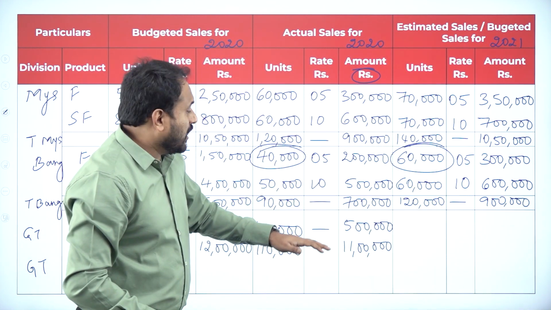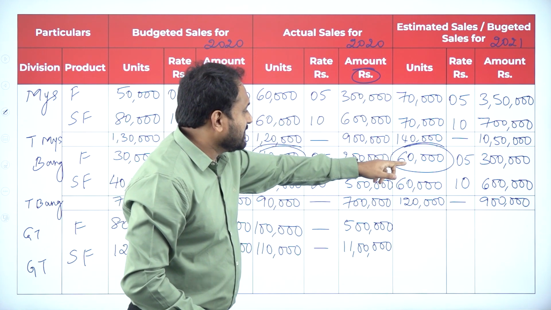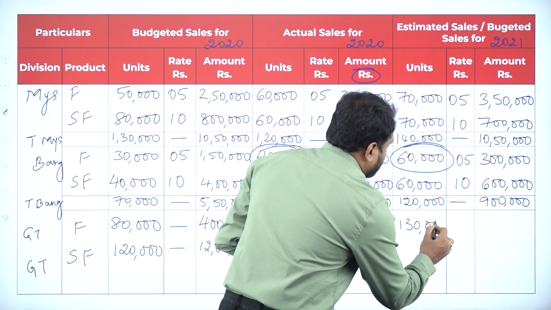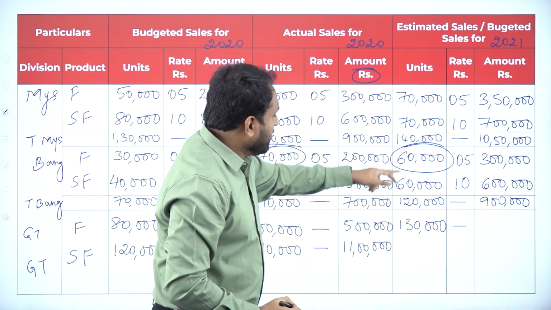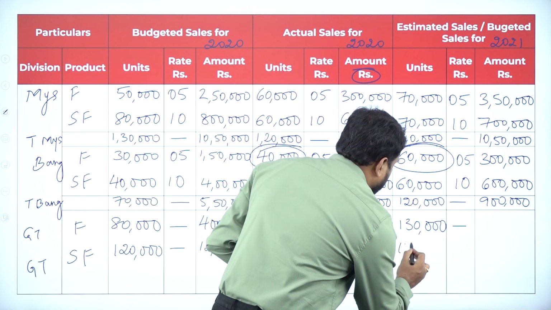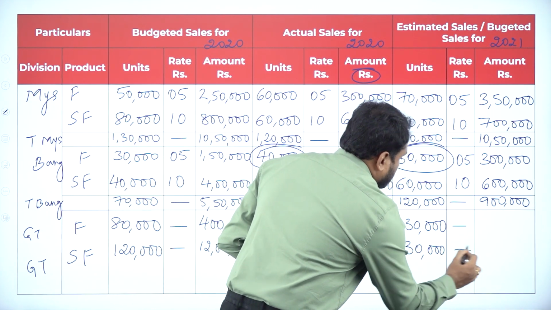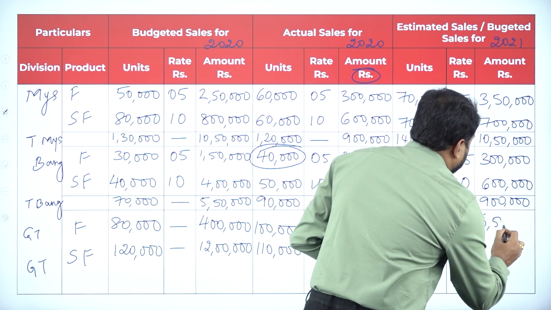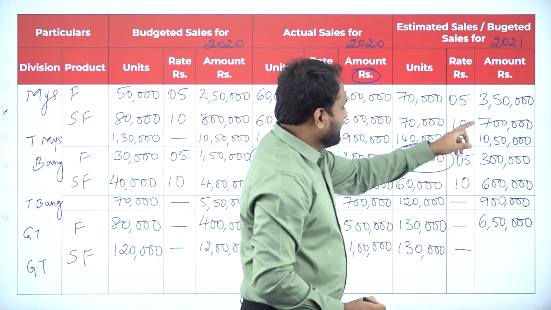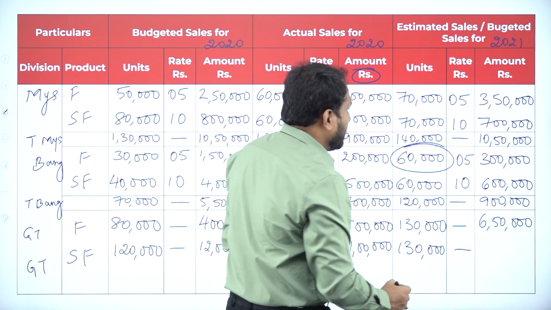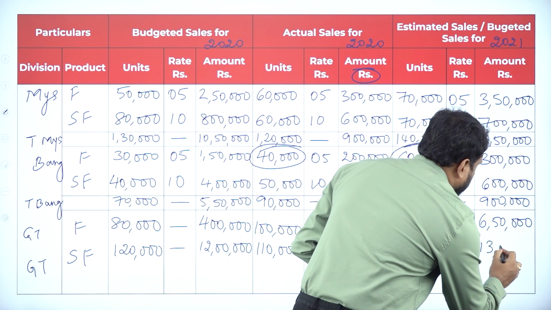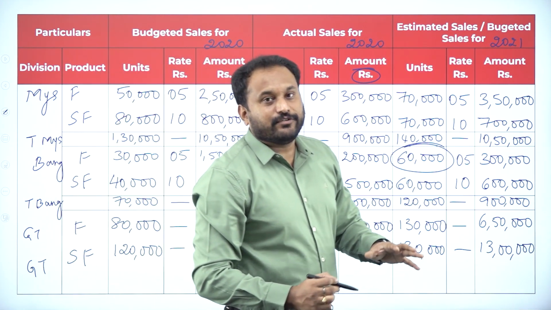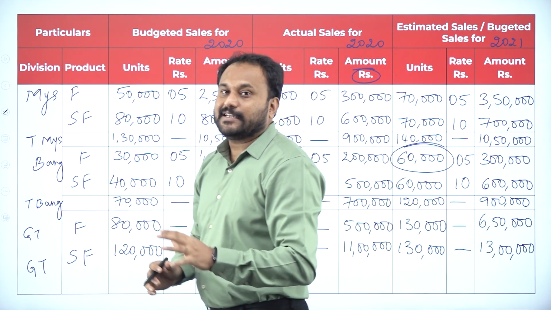Now the grand total of fine and then super fine. Now 70 plus 60, that is 1,30,000. Again we'll put dash here. Now 70 plus 60, again we have 1,30,000. Now 3,50,000 plus 3 lakh is 6,50,000. Done. 7 lakh plus 6 lakh is 13 lakh. Done. So this is the sales budget for 2021 which we have prepared, that is the estimated sales budget.